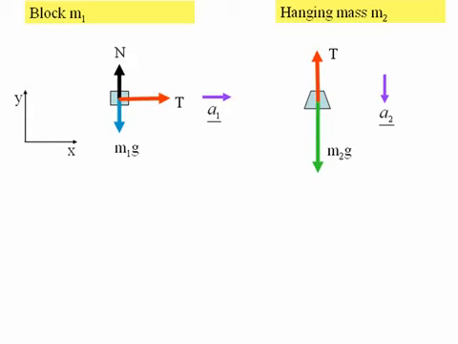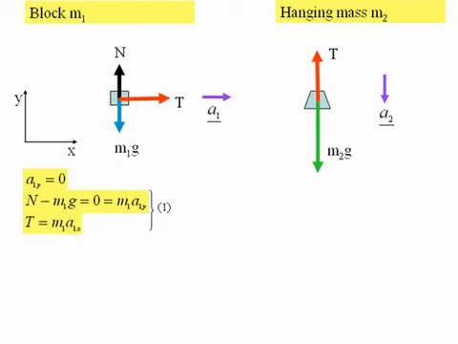Right, let's consider block 1, M1 first. The block will accelerate in the x direction only, and so therefore a1y is equal to 0. Now we're going to write the equations of motion. In the vertical direction, we have that N minus m1g is equal to 0. N minus m1g is the resultant force on our block in the vertical direction. And because the acceleration in that direction is 0, we equate that to 0, and that is also equal to m1a1y.